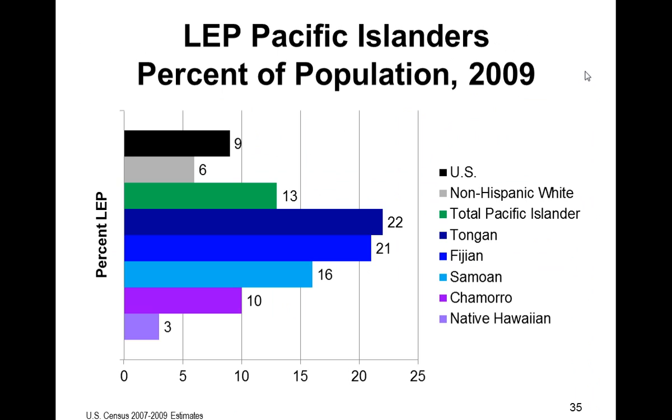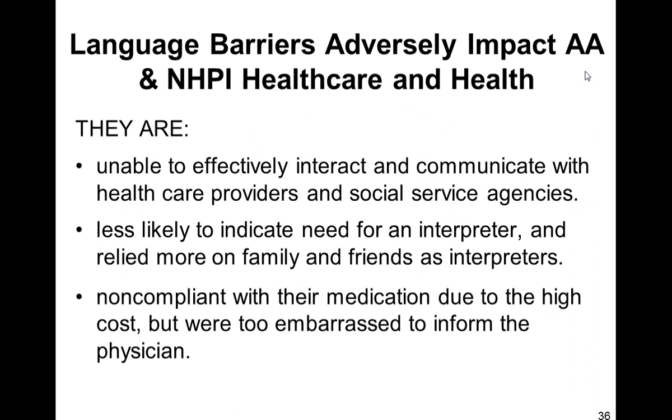So for example, 16% of Samoans are limited English proficient. And a lot of people don't think of Pacific Islanders as being limited English proficient. Language barriers really impact the health of the community because people are unable to interact with healthcare providers and social service agencies. They are most likely timid to ask for an interpreter. They rely on family and friends as interpreters. They tend to be non-compliant with their medication, and all of this has an impact on healthcare outcomes in the end.